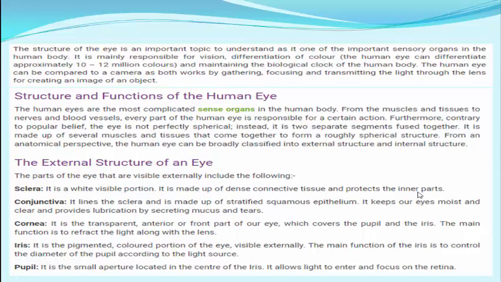Iris. It is the pigmented colored portion of the eye, visible externally. The main function of the iris is to control the diameter of the pupil according to the light source. Pupil. It is the small aperture located in the center of the iris. It allows light to enter and focus on the retina.